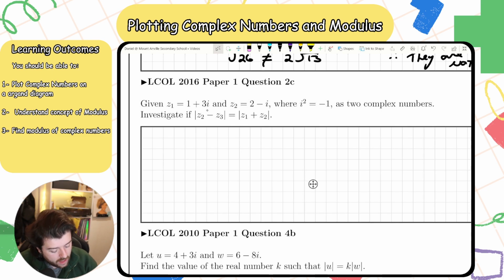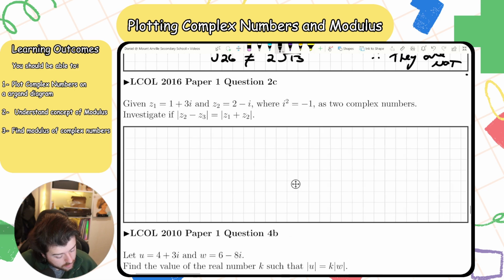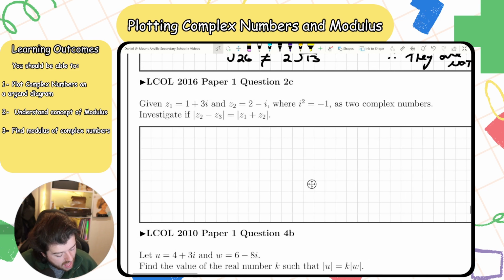Right. Z1 is equal to 1 plus 3i. Z2 is equal to 2 minus i, where two complex numbers. Investigate if, now, I imagine, let's just say that's equal to Z1. I think I made a typo. So the modulus of Z2 minus Z1 is equal to the modulus of Z1 plus Z2. Let's try it out and see.